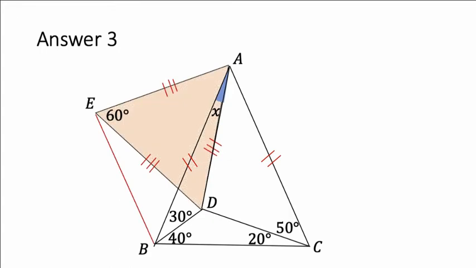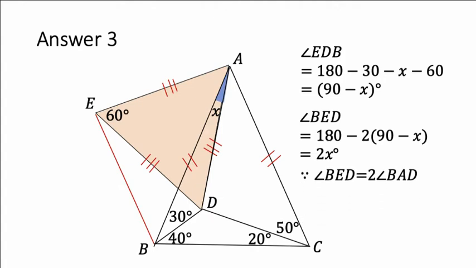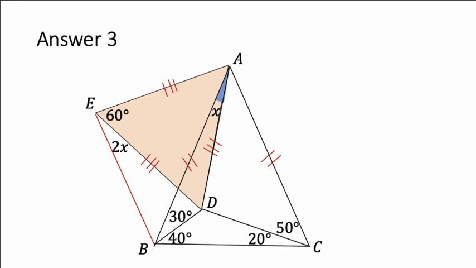Well, now you can notice something. The angle EDB will be equal to 90 minus x. The angle BED will be equal to 2x. Haven't you noticed yet? Because the angle BED equals 2 times the angle BAD, this means that E is the circumcenter of the triangle ADB. So this is what we've got so far.